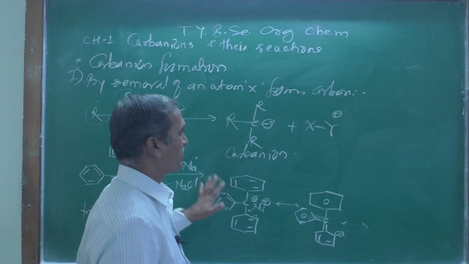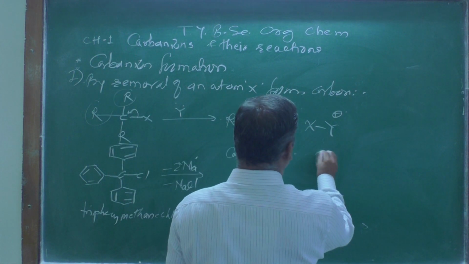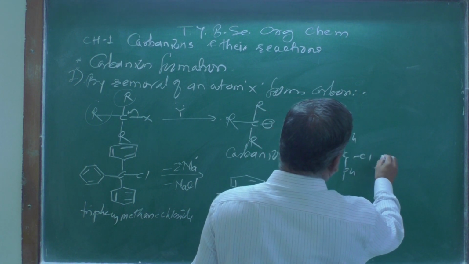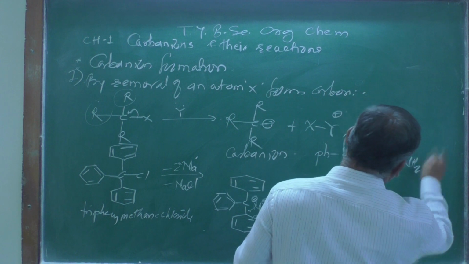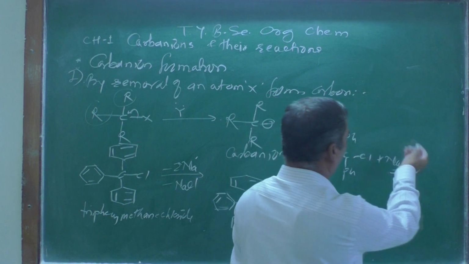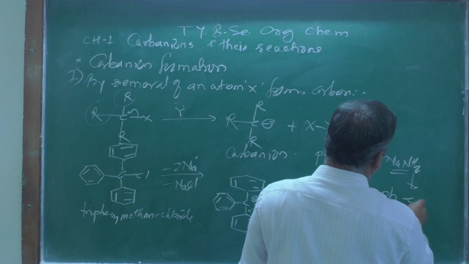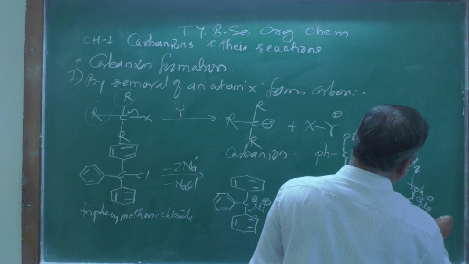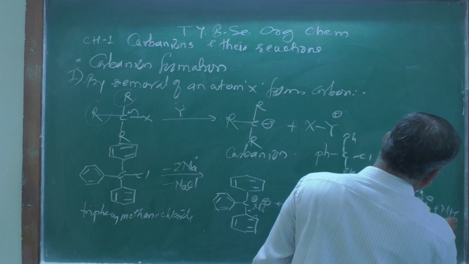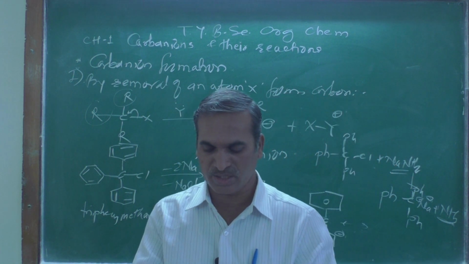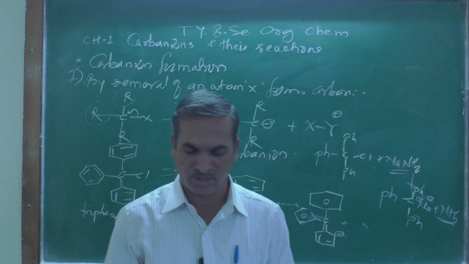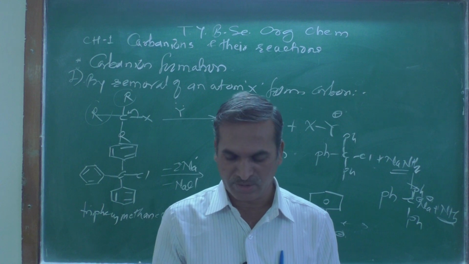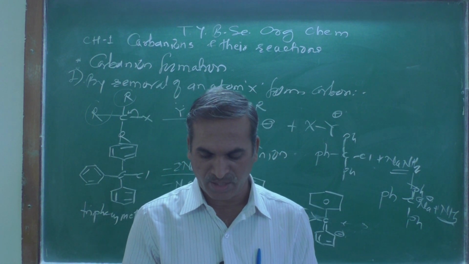And this compound, instead of writing it like this, we can write Ph, Ph, Ph-C-Cl. This will be treated with NaNH2, which is known as sodium amide, and the same thing happens here: Ph, Ph, Ph carbanion, Na plus, Cl minus, and NH3. Ammonia gets evolved during this process. So this is the second method for the preparation of the triphenylmethane carbanion.